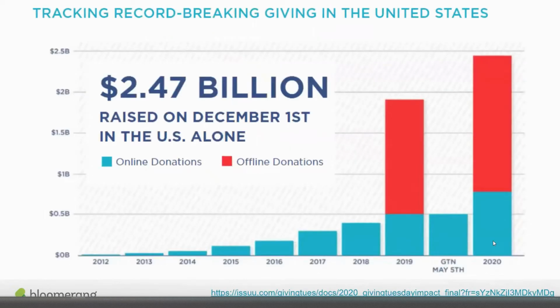So first, let's take a look at Giving Tuesday results from last year. Last year saw a record-breaking number of giving in the United States. Last year, on Giving Tuesday, $2.47 billion was raised on December 1st in the US alone. 2019 was when Giving Tuesday started tracking the breakdown between online donations and offline donations. So that is important to note that offline donations do still happen. So don't forget about that.